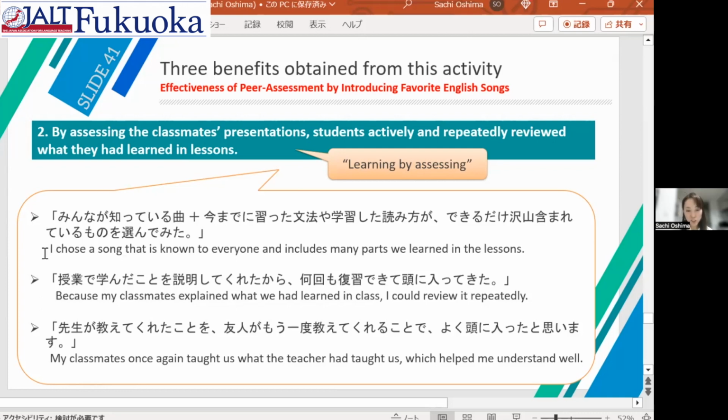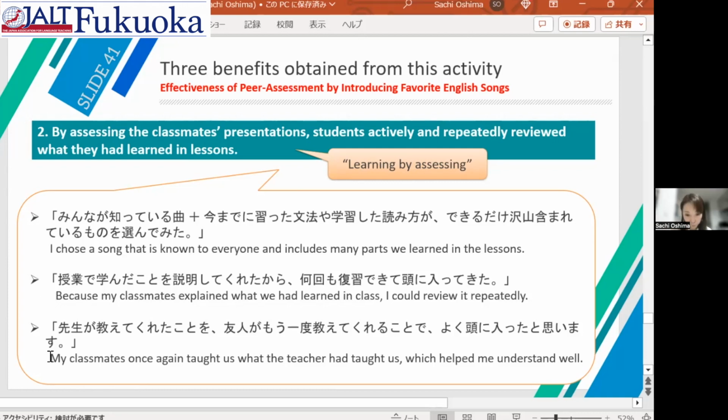So a student said, I chose a song that is known to everyone and includes many parts we learned in the lesson. And the second comment is, because my classmates explained what we had learned in class, I could review it repeatedly. Yeah, there are 10 groups repeatedly analyzing based on what they had learned in class. So naturally, they learn the same thing again and again, but the English songs are different depending on the group, so they didn't get bored.